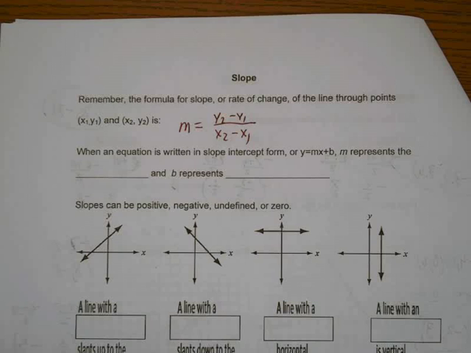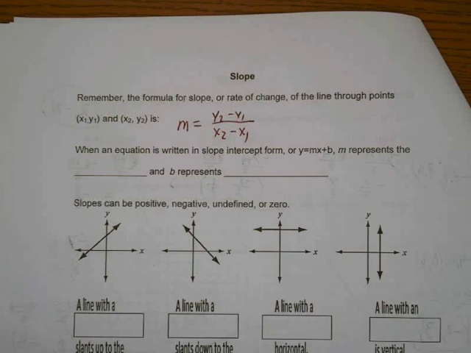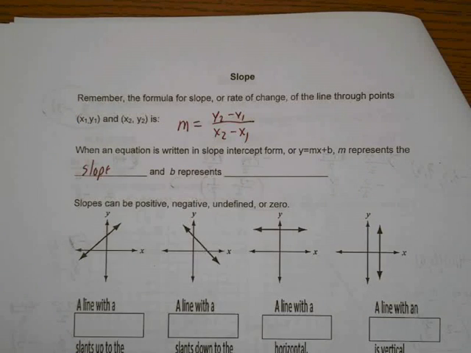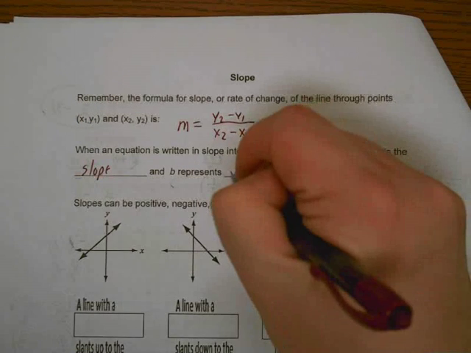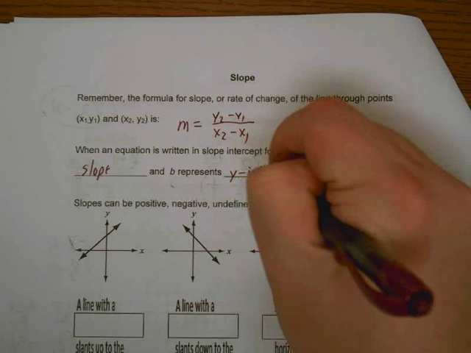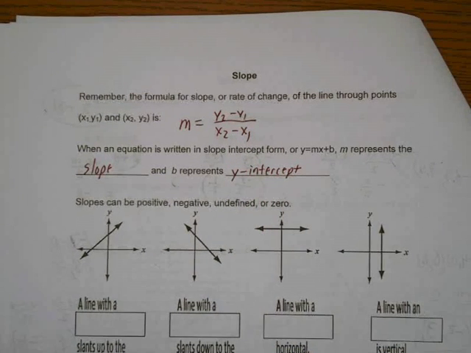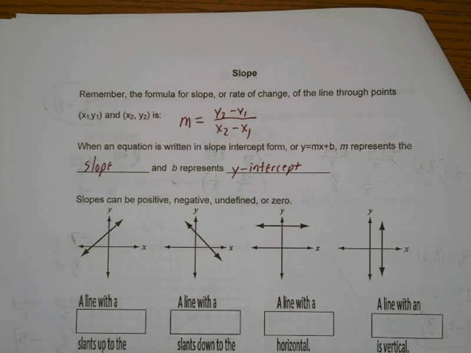Also want to remind you guys about slope-intercept form. That's when we have y equals mx plus b. If you recall, m is what represents the slope of our equation, and b is going to represent our y-intercept. And remember, our y-intercept is where the graph crosses the y-axis.